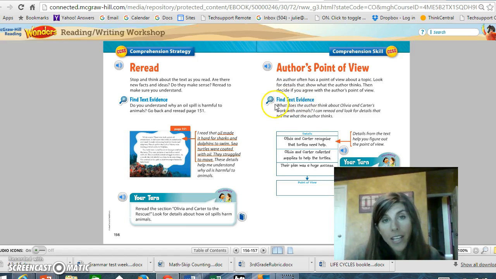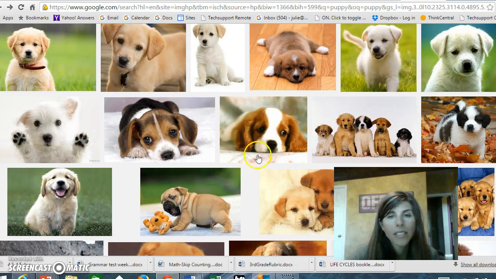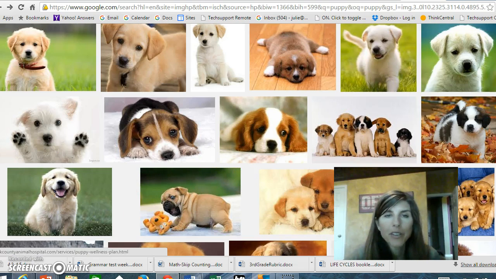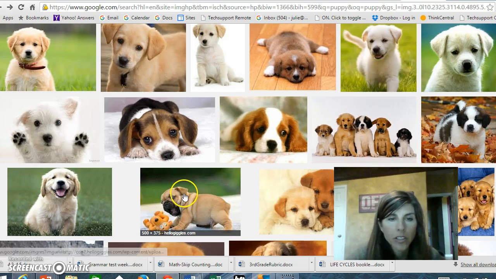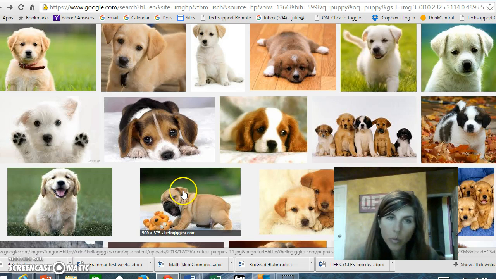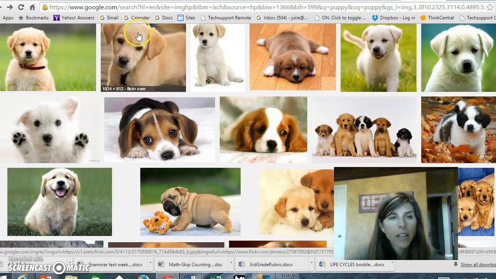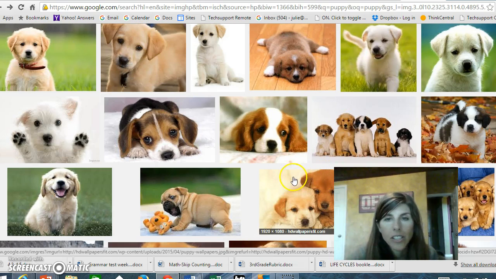So remember, it would be like, what is your point of view about these pictures of these puppies? Oh my goodness. So I'll just let you think about it. If you look at these pictures, the details come to your mind. So my point of view is that these are the most adorable things and I want to take them home with me. Every single one of them. So what is your point of view?